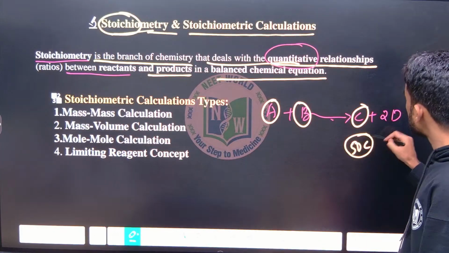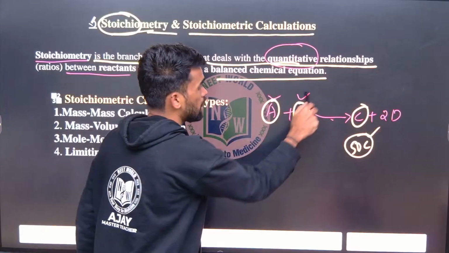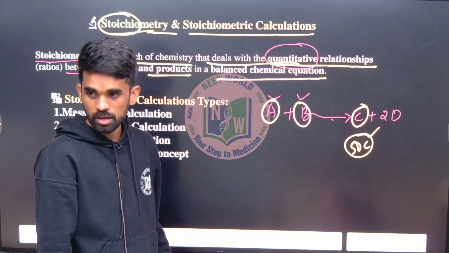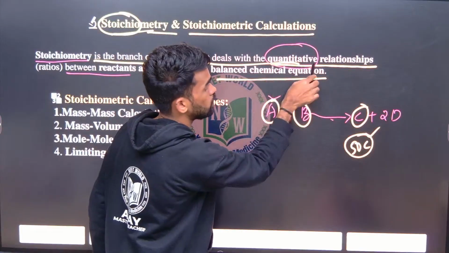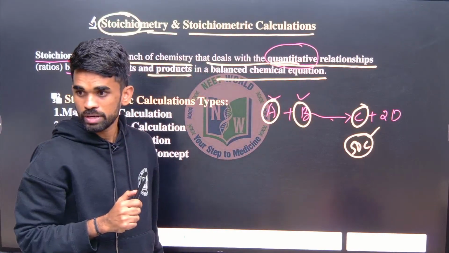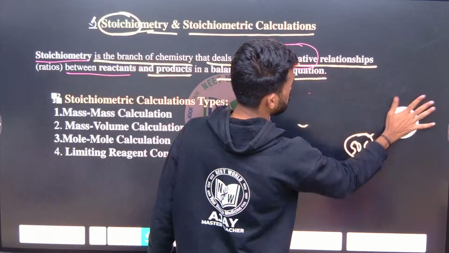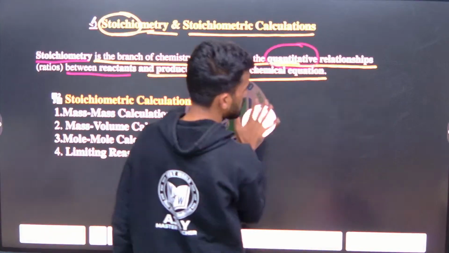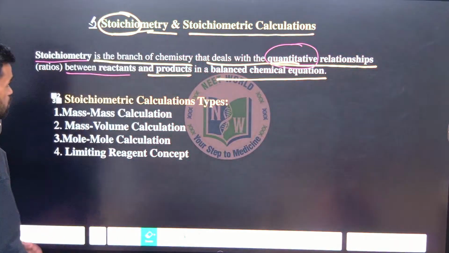In order to form this 50 grams of C, how much quantity of AB is combined? That depends. So that is a quantitative relation. Stoichiometry gives us the quantitative relation between the amount of reactants combined to form products. Okay, so what are the methods we have here?